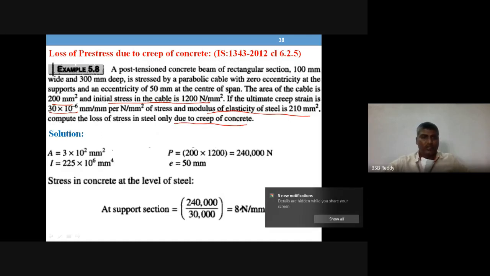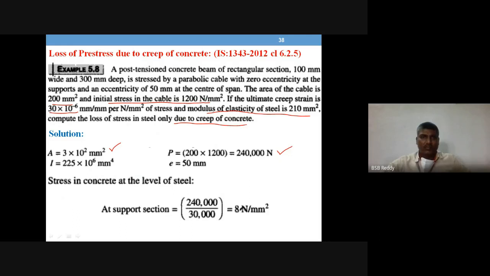Okay, so cross sectional area 100 by 300, you can get it, and pre-stressing force, now stress is there, area is there, so get the force value, I value, and eccentricity. It's a parabolic cable. So stress in concrete at the level of steel at support is just P by A, because 0 eccentricity at the support.